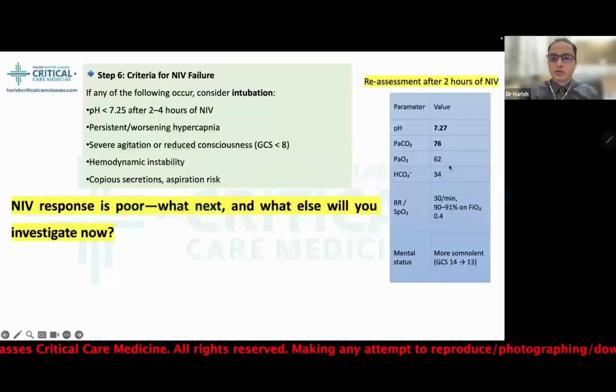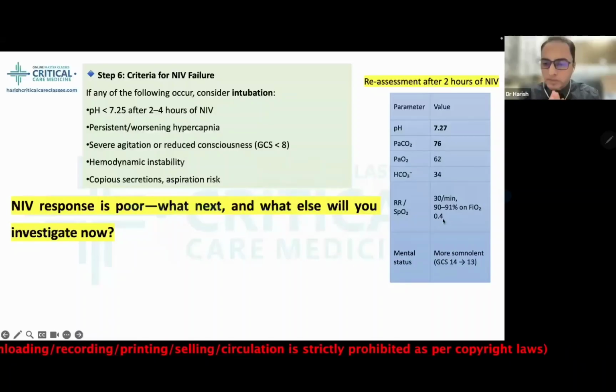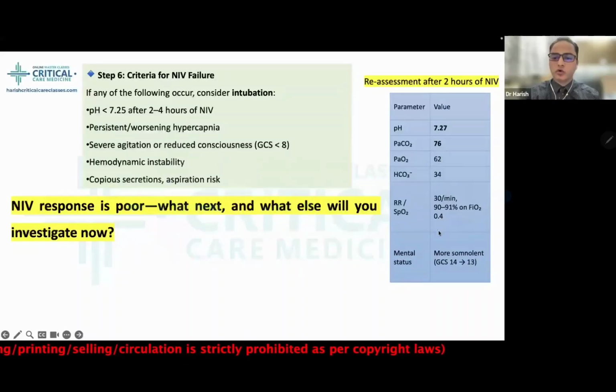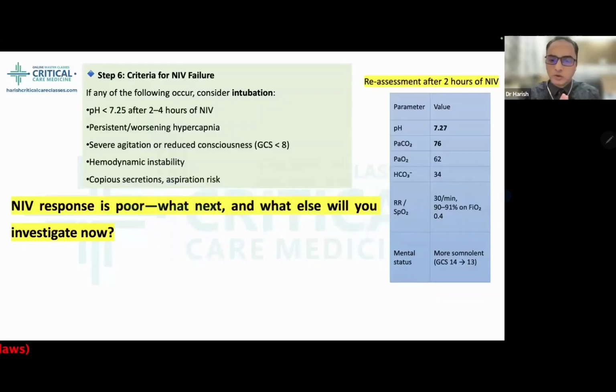So after 2 hours in our patient, pH remains in and around the same, PCO2 is still 76, PO2 is 62, bicarb is 34, he is still tachypnic, and the FiO2 requirement has become 40% now. He is slowly becoming somnolent. So basically he is not a very good responder to NIV. What next? What else will you investigate now?